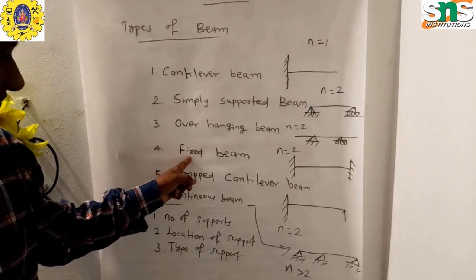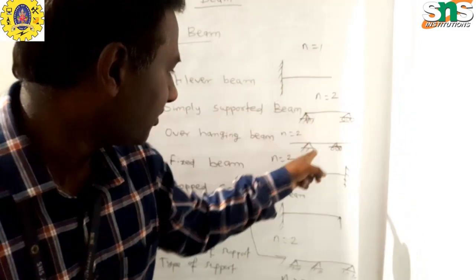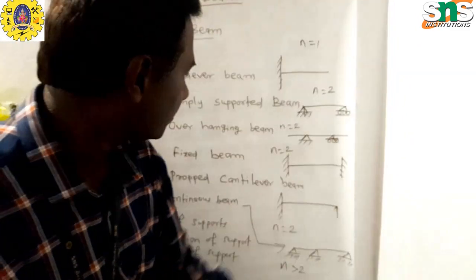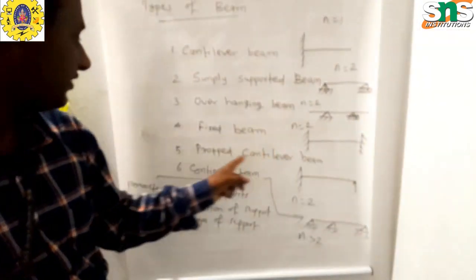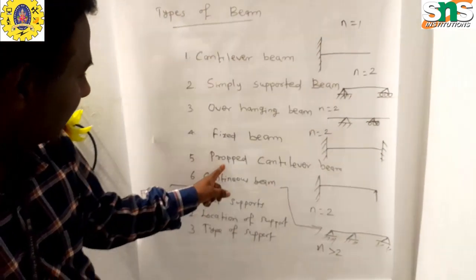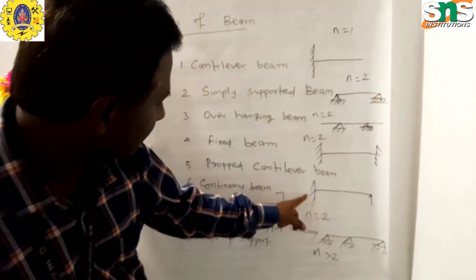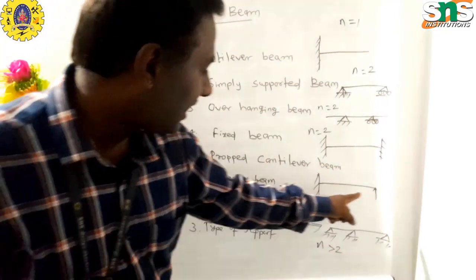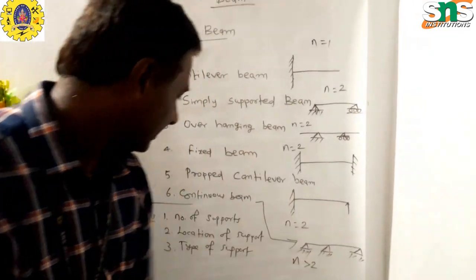And in a fixed beam, the number of supports is 2, but they are a different type of support. It's a fixed support, and it is also a fixed support. So according to the type of support, the fixed beam is classified here. And in a propped cantilever beam, here also the number of supports is 2, but the types of supports are different. One is fixed here and the other one is simply supported, maybe hinged or roller supported.